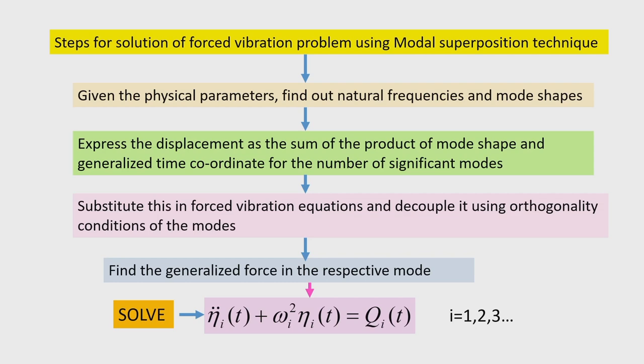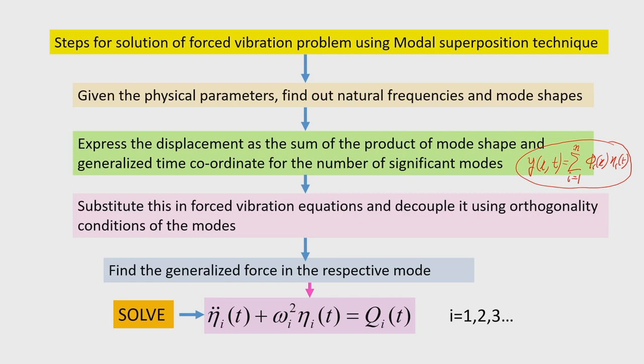Now, express the displacement as the sum of the product of mode shape and generalized time coordinate for a number of significant modes. So, what I will write here: y(x,t) is equal to the summation over i equal to 1 of phi i(x) eta i(t). Now, the number of modes theoretically may be infinite, but for practical computation I will use a finite number of modes, say n modes. The significant modes are generally 3 to 5, depending on what quantities you are interested in. So, we find this displacement as a superposition of mode shapes, the product of the mode shape and generalized coordinate.